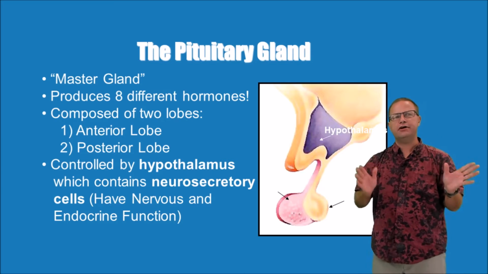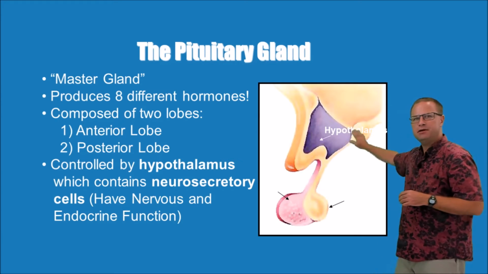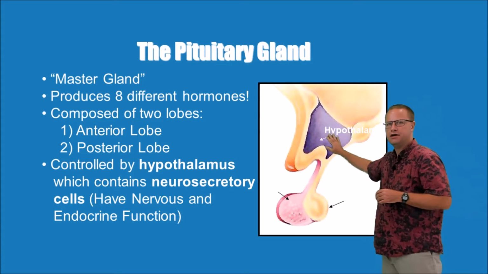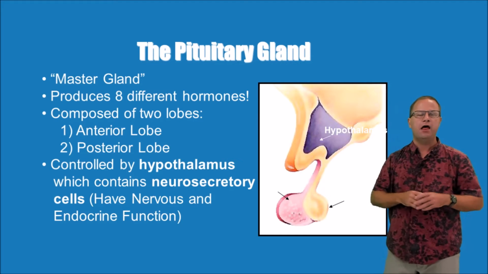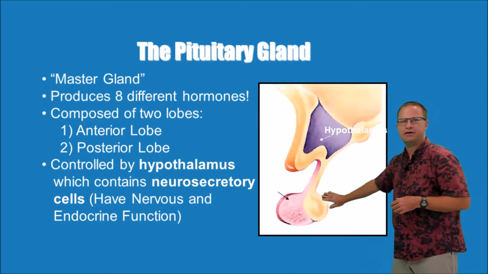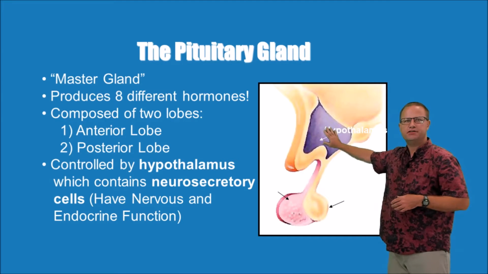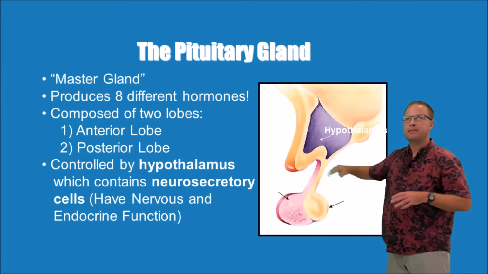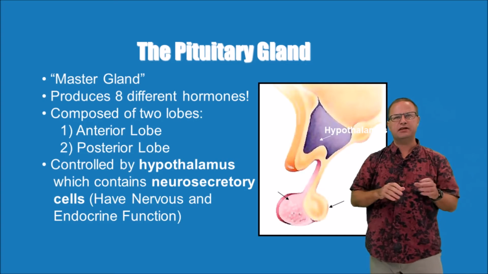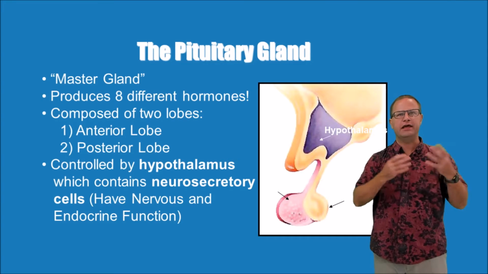All right, so the pituitary gland, it says here is the master gland, but just keep in mind that the hypothalamus is really the big boss that is in charge of the pituitary. The pituitary is divided into two lobes. We have an anterior lobe and a posterior lobe, and these are controlled by neurosecretory cells that are up here in the hypothalamus. These neurosecretory cells are unique because they have both a neuronal and also an endocrine function.